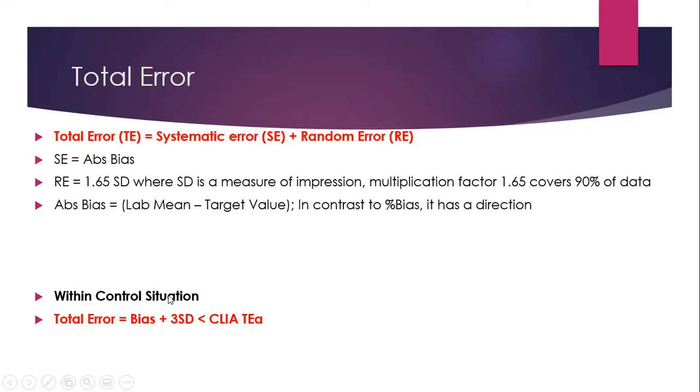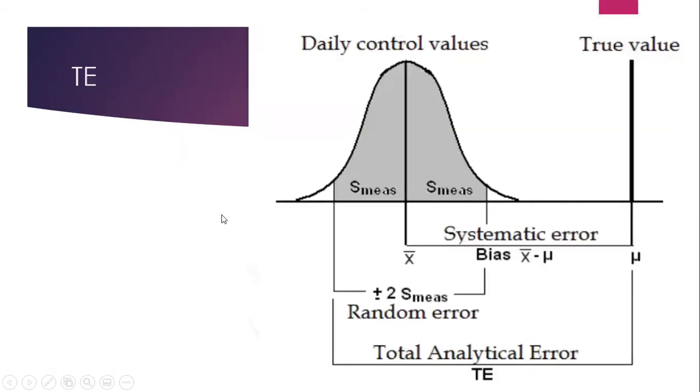What is a within-control situation? A within-control situation is when total error, which is given by bias plus 3 standard deviations, is less than the total allowable error. This is the diagram illustrating the total error. So total error is the bias plus 1.65, 2, or 3 times the standard deviation.